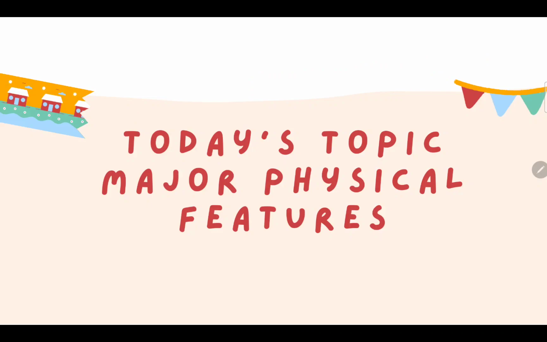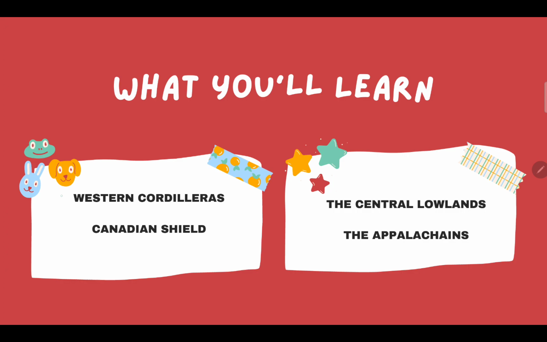So, today's major topic that we will be discussing is major physical features. In the last class, we talked about 4 major physical features, right? Today we will be discussing the Western Cordilleras. For the second, third, and fourth features, I will make subsequent videos. If I put everything in one video, you will be confused in learning different features. So one by one, gradually, I will teach you the features.